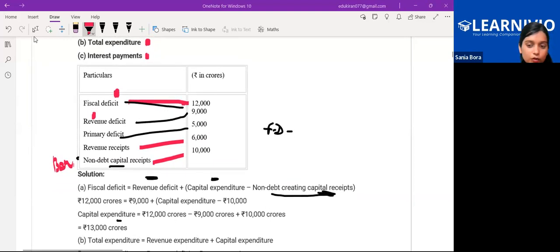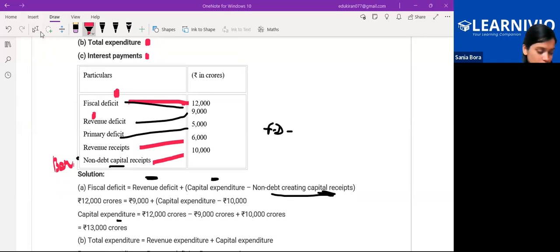This is 13,000 crores now. Yes. The total expenditure. So total expenditure, you know that, is revenue expenditure plus capital expenditure. Yes, ma'am. Total expenditure minus this thing. Okay. TE is equal to RE plus CE. So total expenditure we have to find.